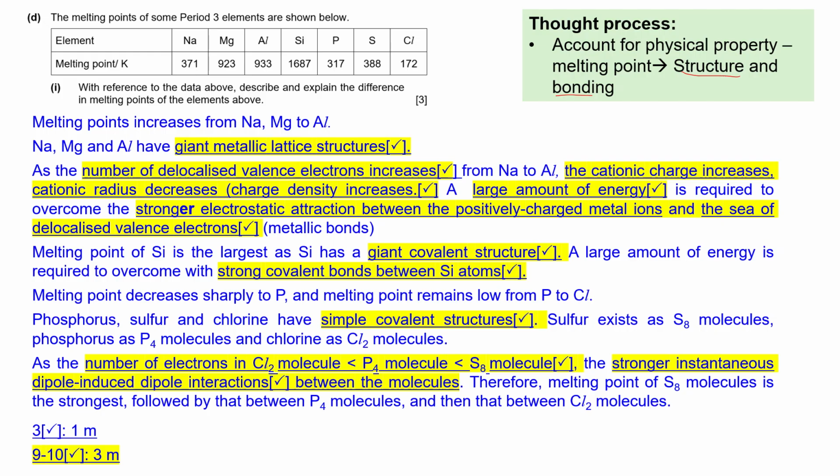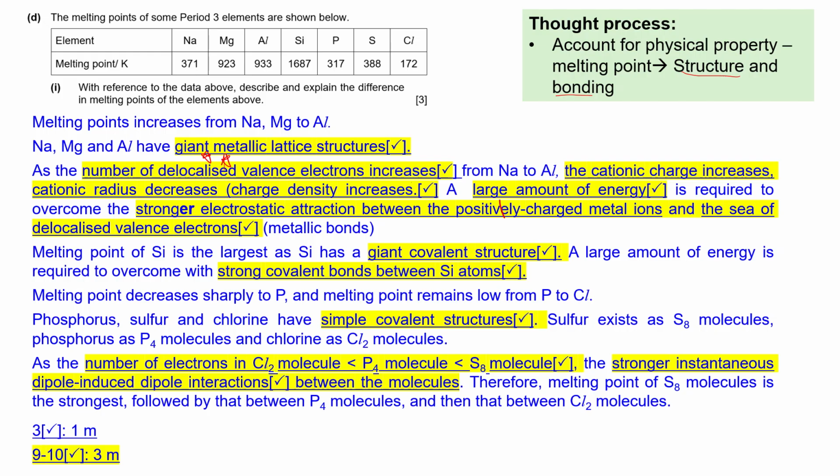And because of the number of delocalized, this word must come in. If you tell me the number of valence electrons, it is not good enough, because you need to relate the context back to what you know about metallic lattice structure, that the valence electrons are actually delocalized. From sodium, magnesium to aluminium, the number of delocalized valence electrons increases. The cationic charge increases while the cationic radius decreases from sodium to aluminium. Hence, charge density increases. This is also one additional tick.